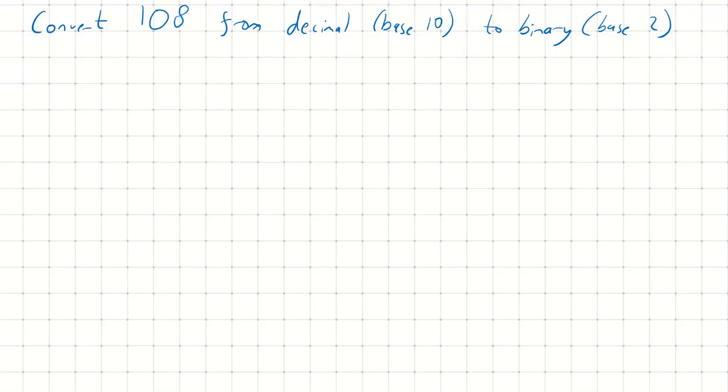So in this video we're going to look at how to convert a number from decimal form, base 10 that you're familiar with, to another base. In our first example we're going to convert the number 108 from base 10 to binary, base 2. So to do this we just have to do an extended division really. We're converting to base 2, so we're going to repeatedly divide by 2 and take the remainder each time.